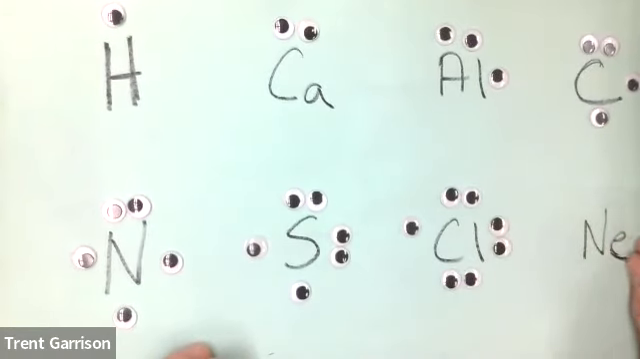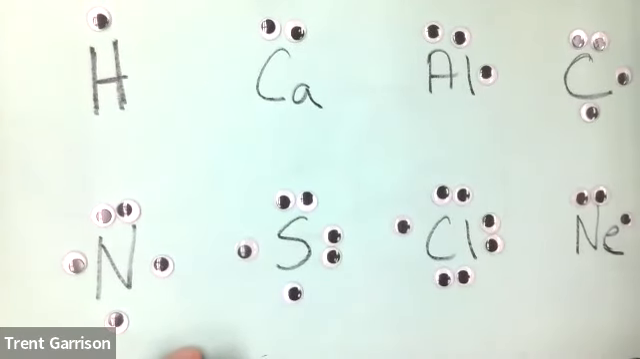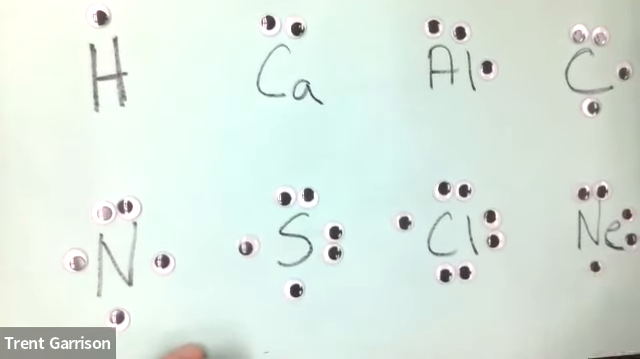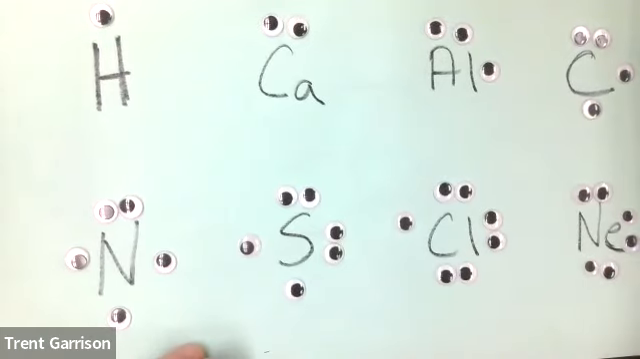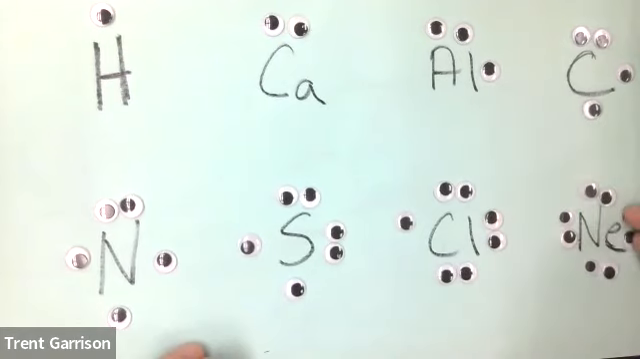All right, and then the last one is neon, and it's going to have 8. So I'm going to have 1, 2, 3, 4, 5, 6, 7, and 8. So it will have its entire valence shell filled. It has a stable octet. It is happy. Okay, so this is the first task.